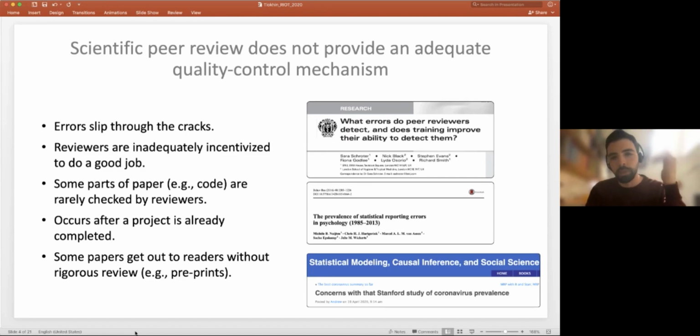And recently, there have been plenty of high impact cases where people publish things that have big errors. Andrew Gelman had a nice post about the Stanford study estimating coronavirus prevalence in the US and some basic mistakes in that paper. But there's plenty of other examples. You can look at Stuart Ritchie's recent book if you want to get a bit depressed about the state of errors in science.